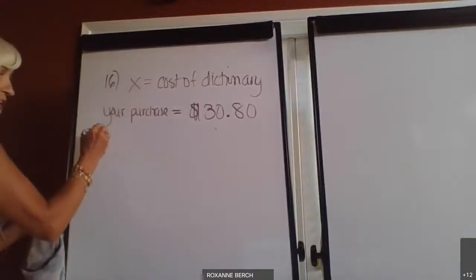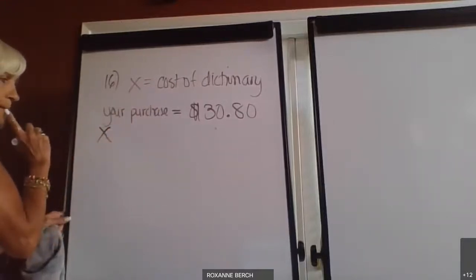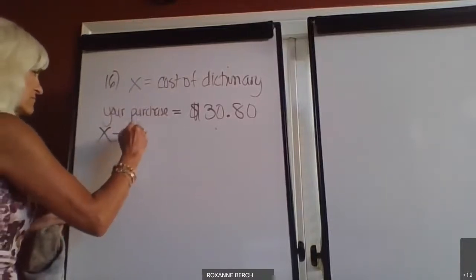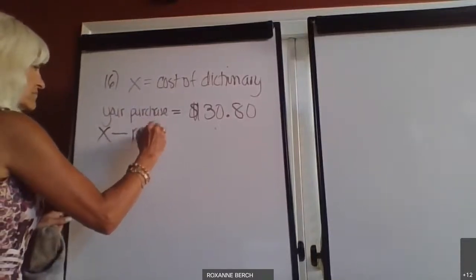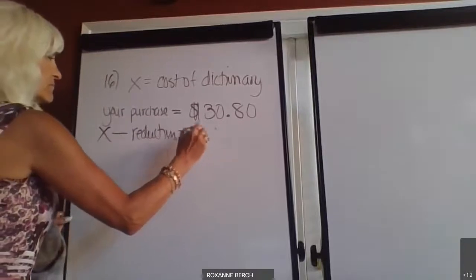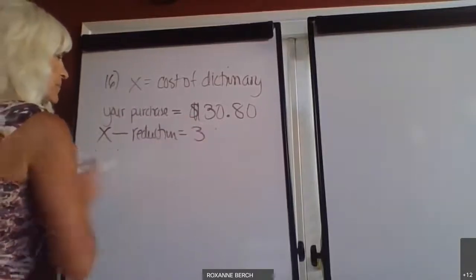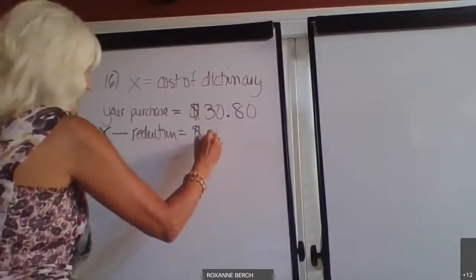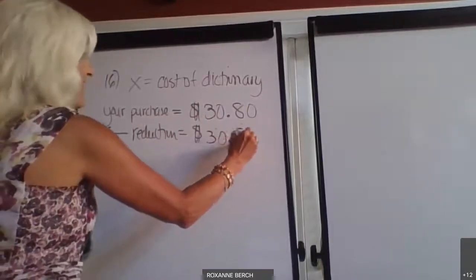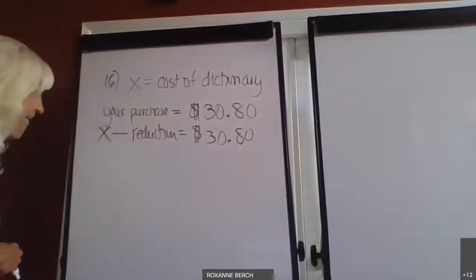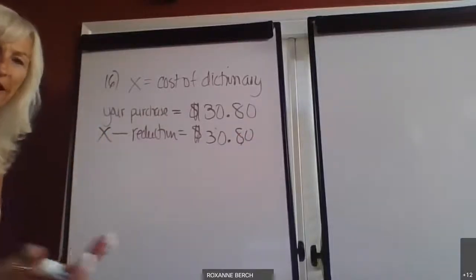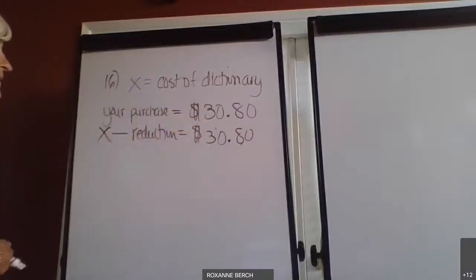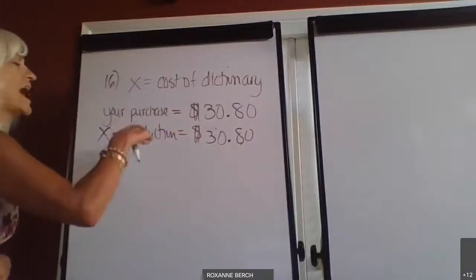X is the original cost, right? And the question is, how do I show the reduction? This is the tricky part, but after I show you, it's going to clear up a lot of stuff. So don't you guys agree that if I took the cost of the dictionary minus the reduction, I'm going to get what I paid for it? But the question is, how do we do that?